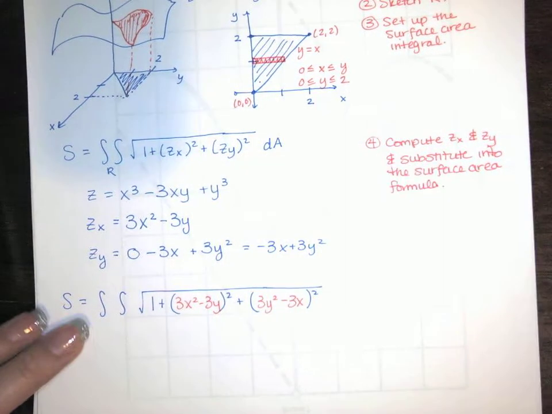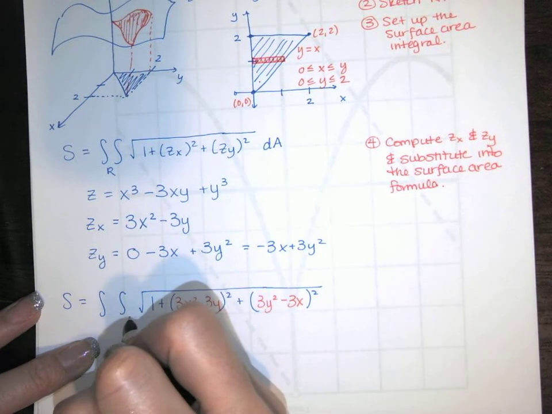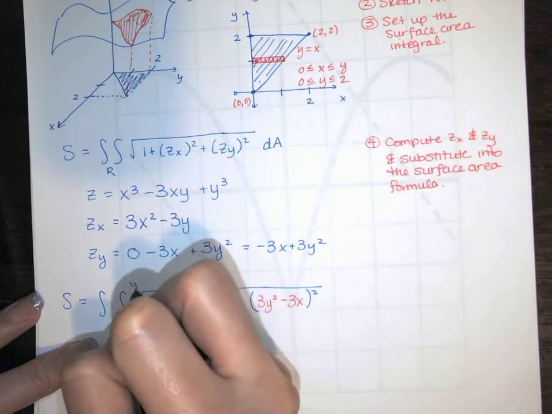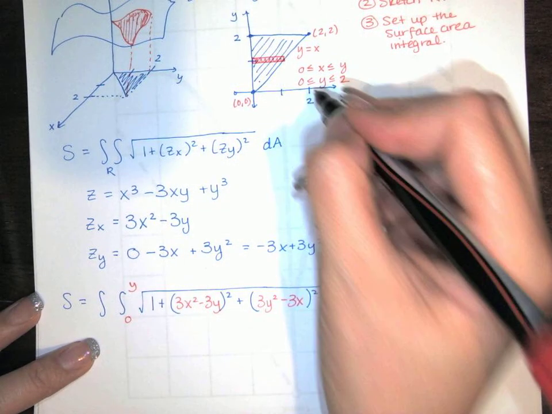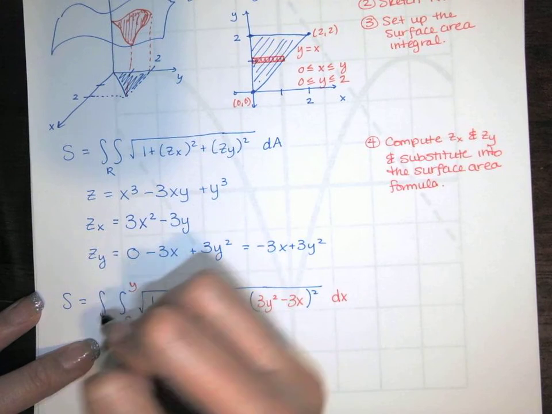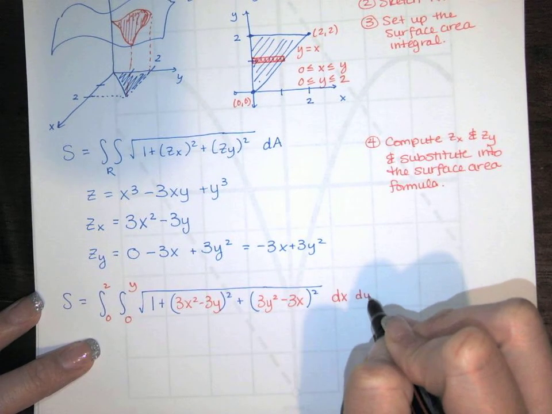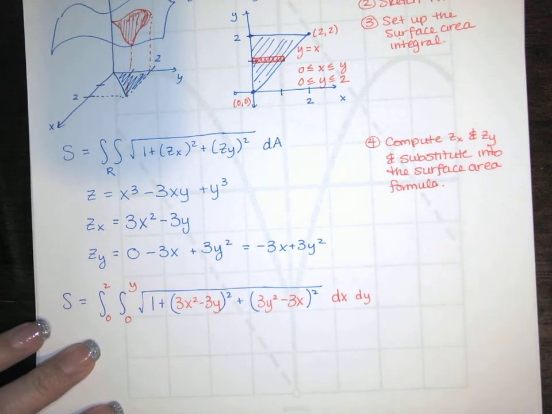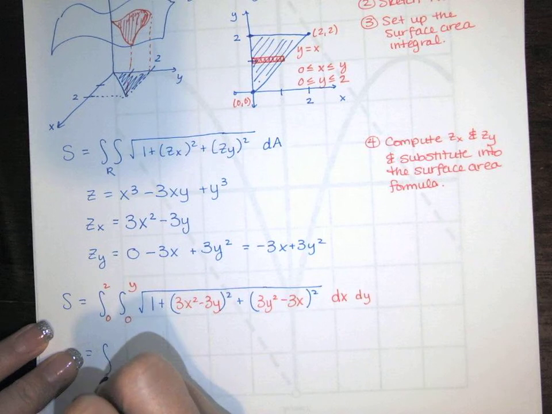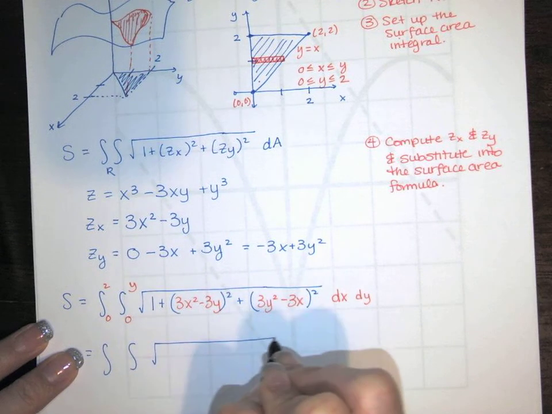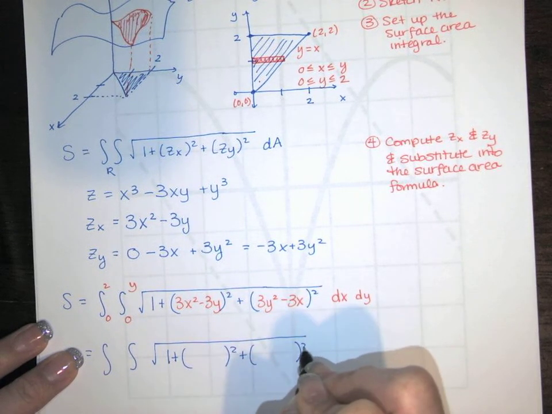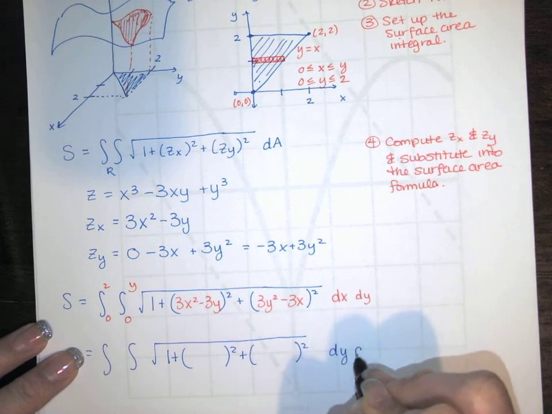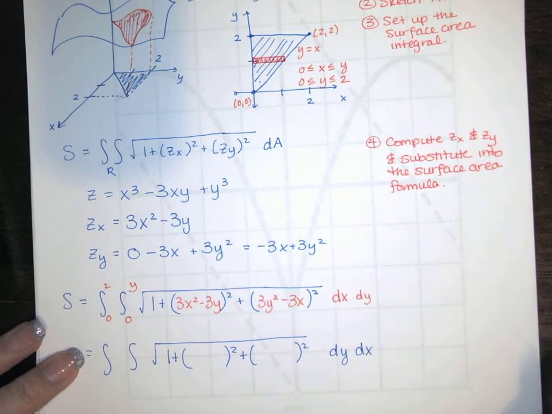So I could set up my integral this way. I could make this the integral from 0 to y of all of this with respect to x. And then we take the integral of that with respect to y from 0 to 2. That's one version. Or we can go the other way, and integrate with respect to y first and then x.